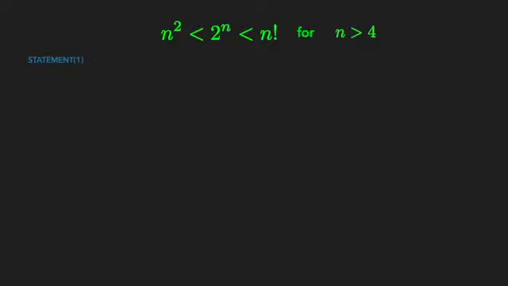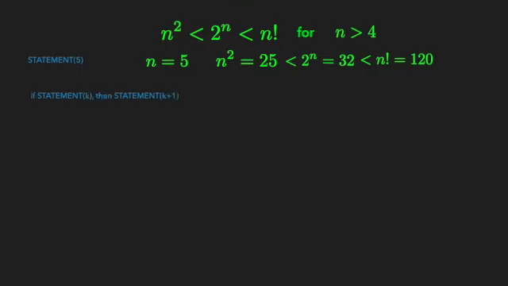Next proof. The base case isn't starting at n equals 1 here. At n equals 5, n squared is equal to 25, 2 to the n is 32, and n factorial is 120. Since 25 is less than 32 is less than 120, our base case is true. Next, we show if the statement is true for k, then it is true for k plus 1. We assume that it's true for k. I'm going to add the assumption that k is greater than 4, because I found that I needed it in my argument. This is called the inductive hypothesis.